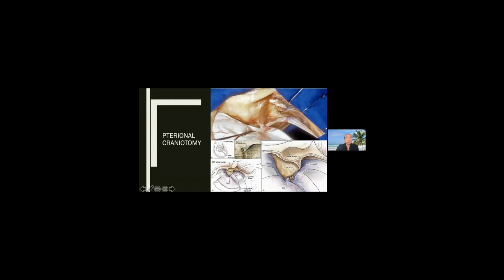And you can expose even more of the orbital apex by doing a clinoidectomy. Here you can see the sphenoid ridge is being drilled down, your optic nerve, your superior orbital fissure, your clinoidectomy. It essentially unlocks the orbital apex. So super useful.